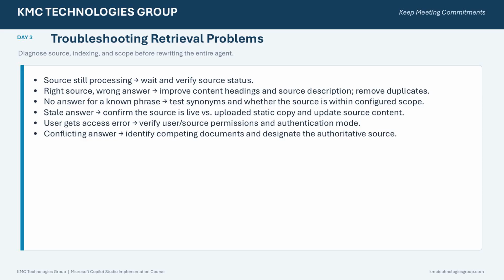For stale answers, determine whether you're using a live source or an uploaded static copy. For access errors, verify authentication and permissions. And when two sources disagree, identify the competing documents and explicitly designate which one is authoritative.